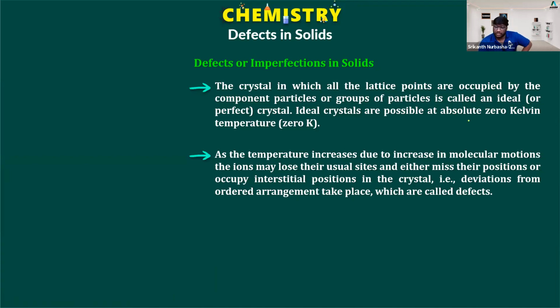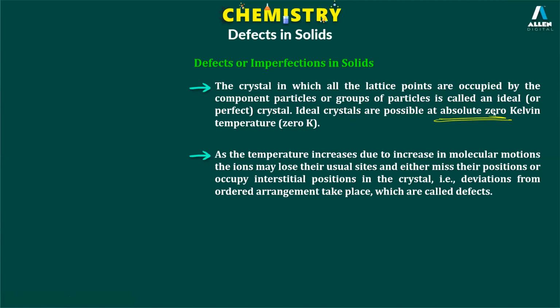Ideal crystals are possible at absolute zero. Is absolute zero possible to achieve? No, sir. Absolute zero is not possible to achieve. That means there is no ideal crystal in reality. That means every crystal lattice point perfectly occupied, a perfect crystal, is only possible at absolute zero.